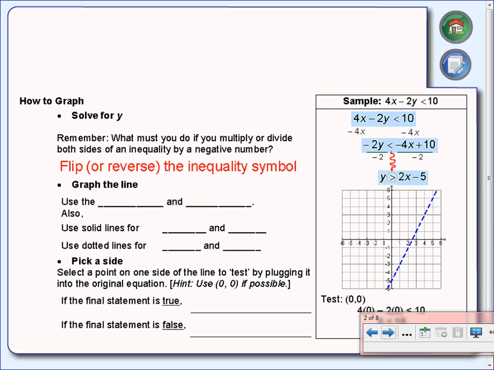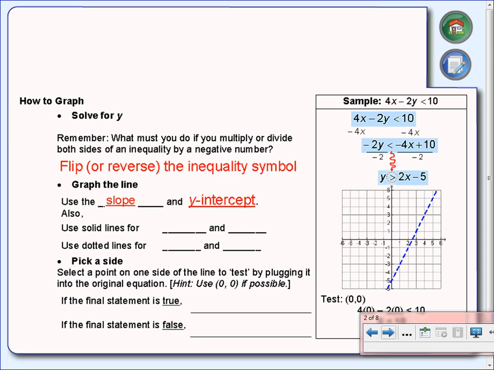All right, graphing the line. Use the slope and the y-intercept. Remember, we're going to get all of these in slope-intercept form. So once we have it in slope-intercept form, we're going to be taking a look at its slope and its y-intercept to graph our line. However, we need to keep in mind that sometimes these lines that we get are going to be solid lines, and sometimes they're going to be dotted lines. We need to make sure we know when to use which line.